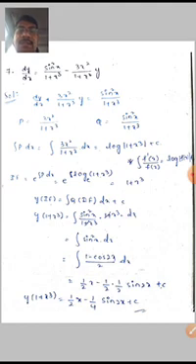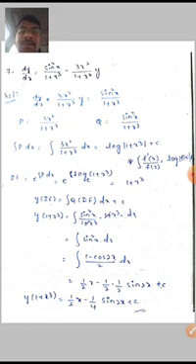Here integration of p dx is equal to integration of 3x square by 1 plus x cube dx. This is in the form of integration of f dash x by f of x dx is equal to log f of x, that is equal to log of 1 plus x cube. Here integrating factor is e power integration of p dx, which is equal to e power log to the base e of 1 plus x cube, which is equal to 1 plus x cube.